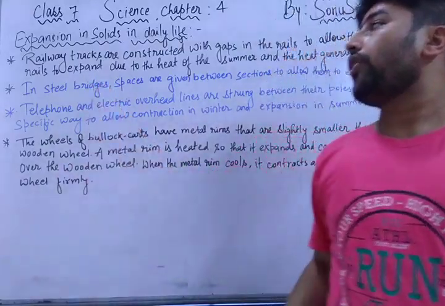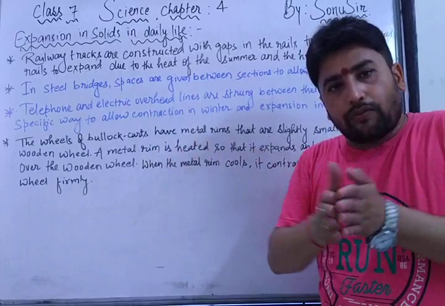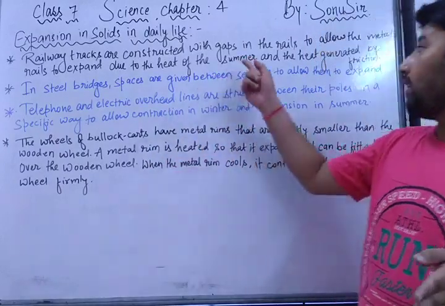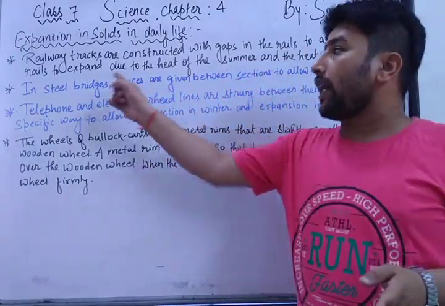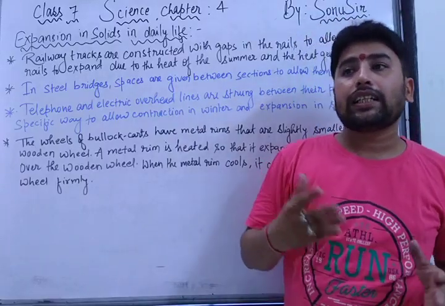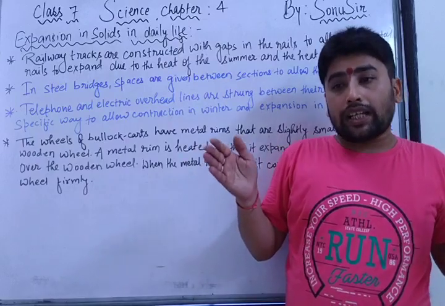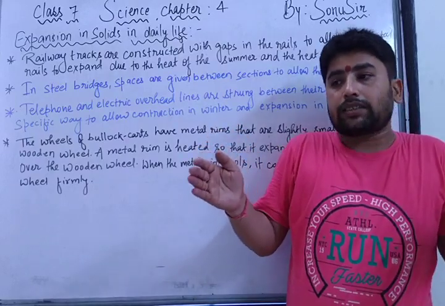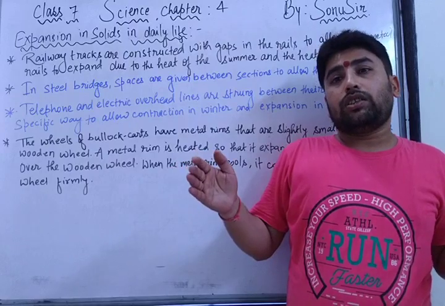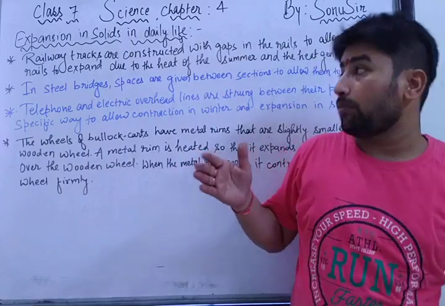So here it is written, railway tracks are constructed with gaps in the rails. You will see they have a fixed gap between the parallel lines, to allow the metal rails to expand due to the heat of the summer. As the summer heat comes, they can expand. The gap is very small, but they can expand up to 5 centimeters.